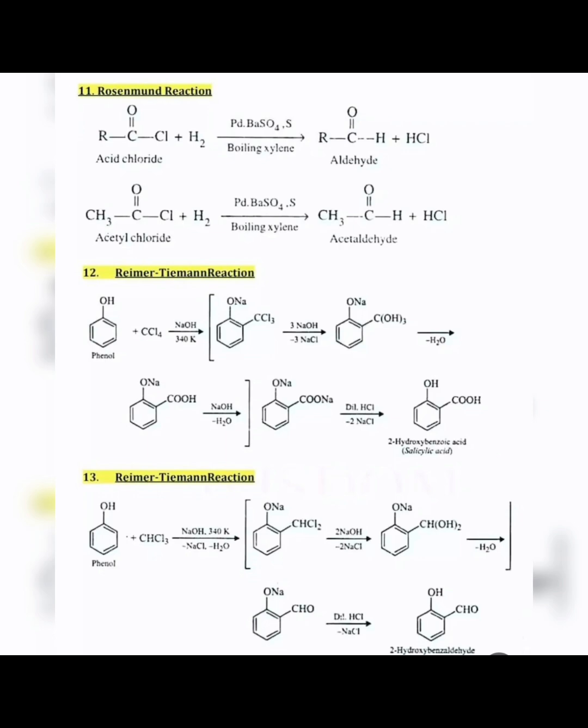When acetyl chloride reacts with hydrogen in the presence of palladium and BaSO4 along with xylene as a solvent, it gives acetaldehyde plus HCl as a byproduct.